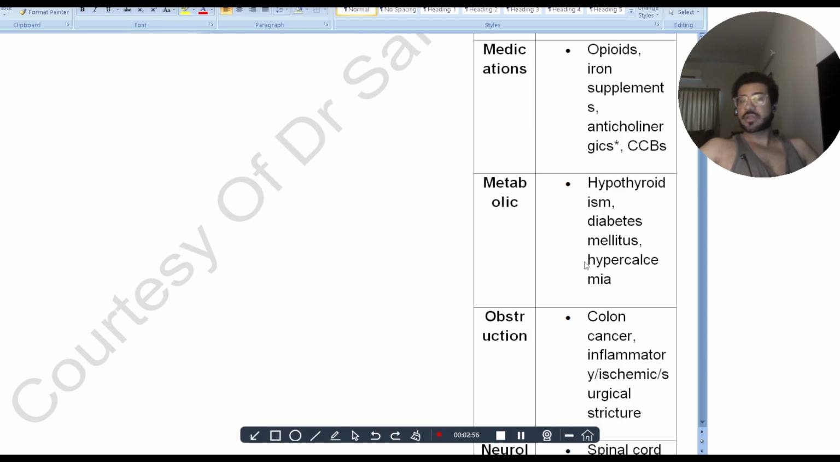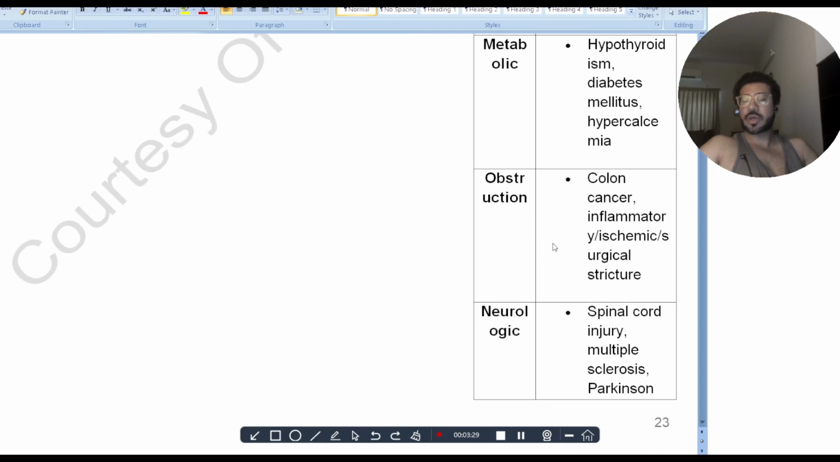Hypercalcemia also causes constipation. Long-standing diabetes mellitus causes gastroparesis or reduced GI motility, resulting in constipation. Hypercalcemia is also a reason as it interferes with the GI motility and progressive contraction and relaxation, that is peristalsis of the GI tract. So hypercalcemia disturbs the smooth muscle activity, resulting in constipation.